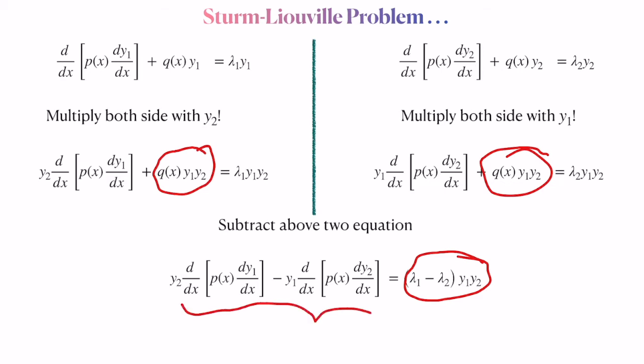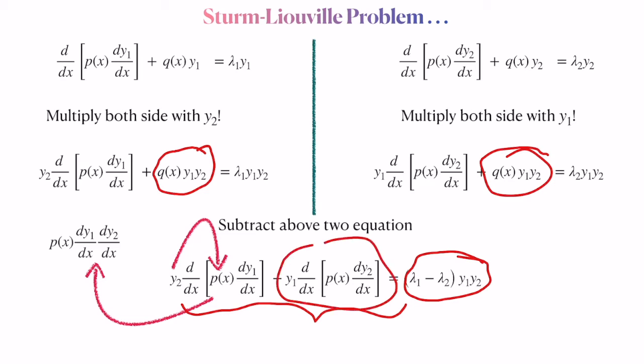On the left hand side we have a little simplification to do, but we have done it earlier and we follow the same trick. Our standard trick is to absorb y2 inside the differentiation. While doing that, we get an extra term, which is p into dy1 by dx into dy2 by dx. In the same way we do the same thing with the second term. We absorb y1 inside the differentiation, and this also leads to an extra term p into dy1 by dx into dy2 by dx.